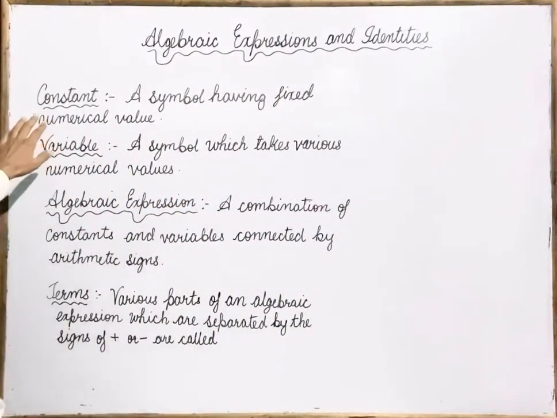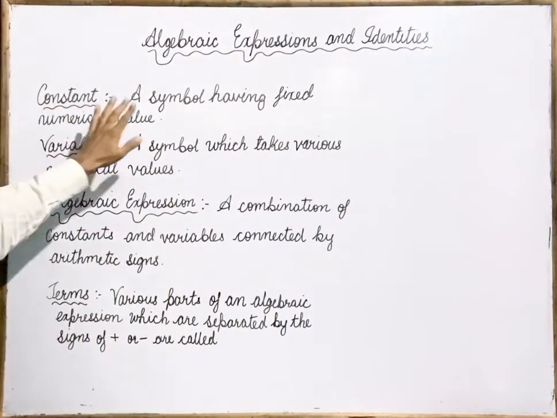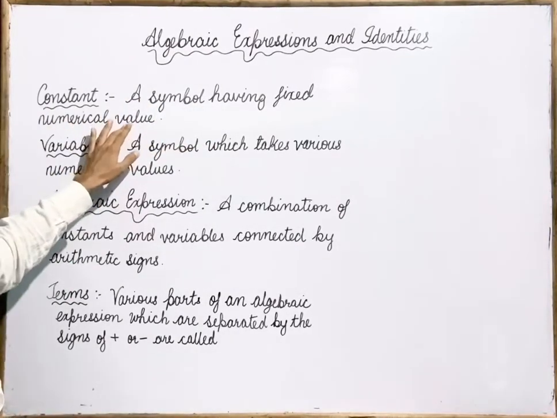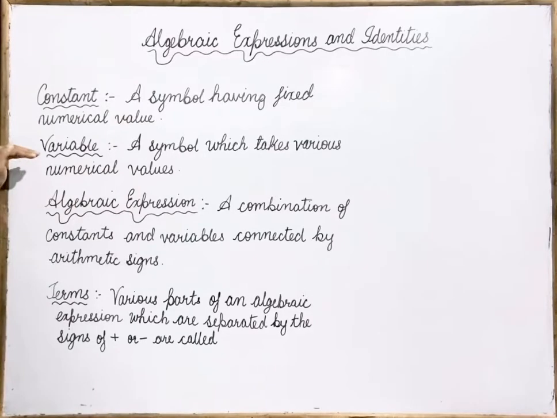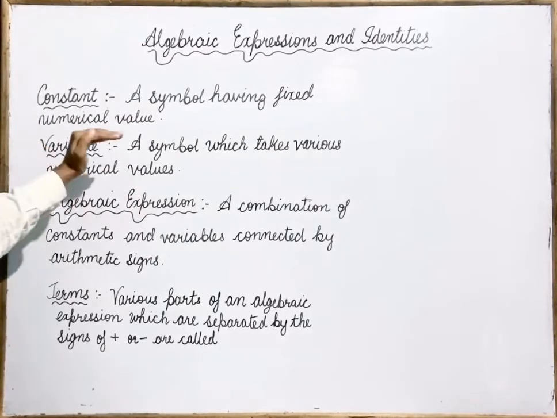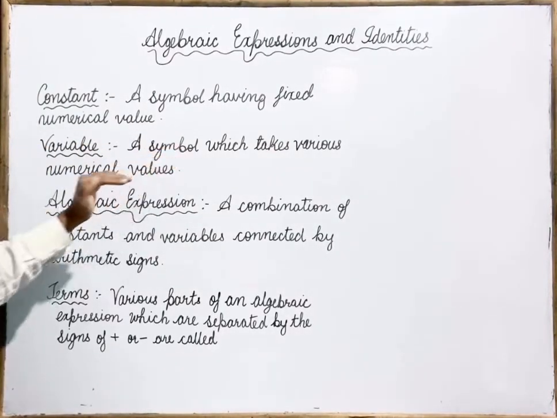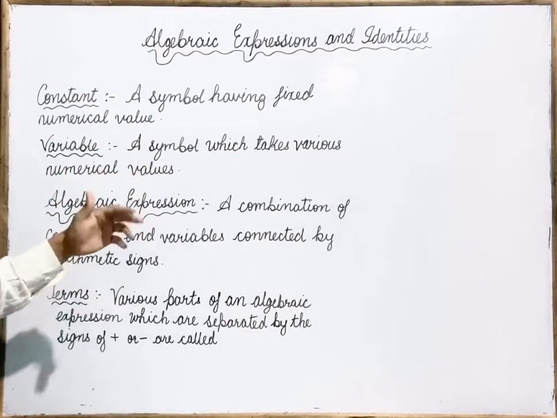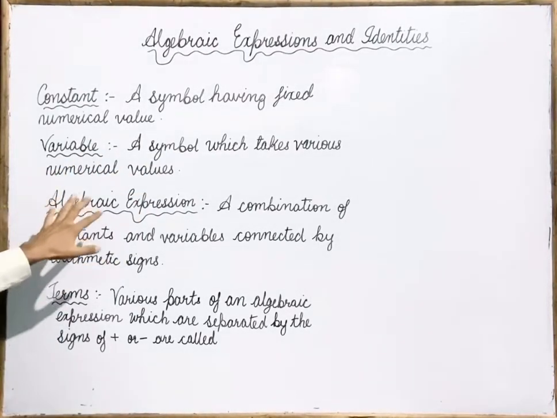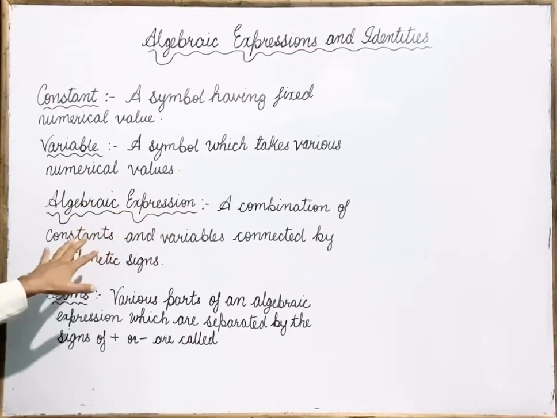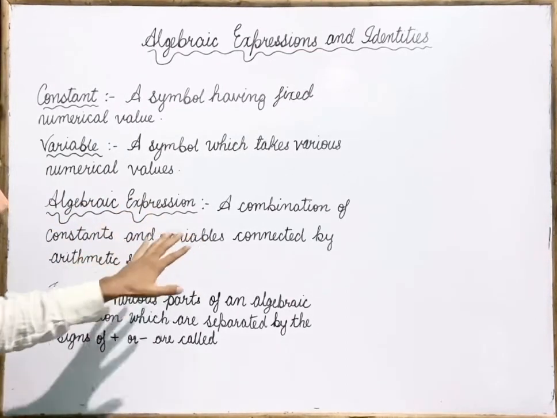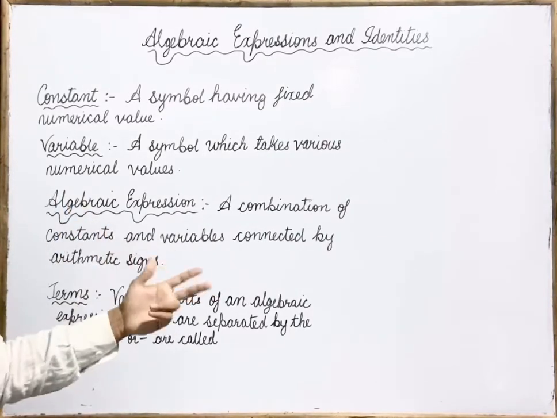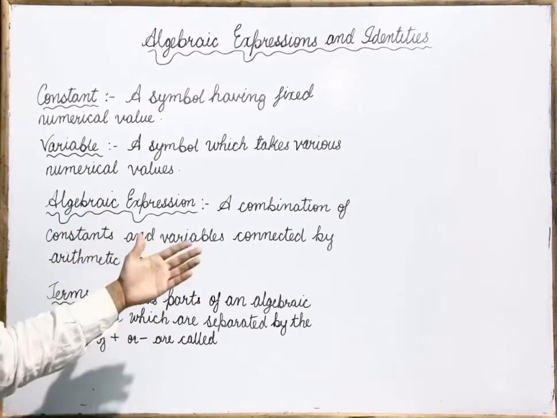The first thing, what is a constant? A symbol having fixed numerical value is called a constant. The second, variable. A symbol which takes various numerical values is called a variable. Algebraic expression. A combination of constants and variables connected by arithmetic signs, that is plus, minus, multiplication, division, is termed as an algebraic expression.